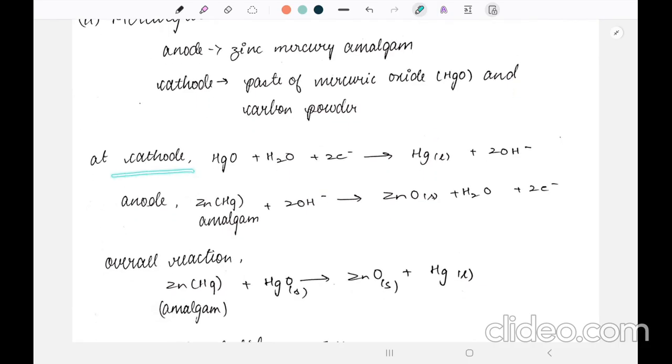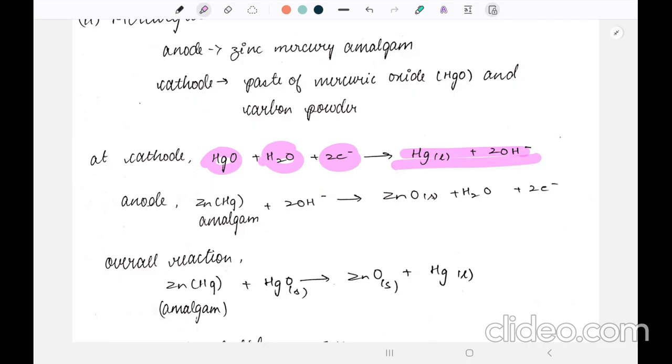And at cathode, the reactions will occur as follows. Here the reducing agent is zinc and oxidizing agent is mercury 2 oxide. Electrolyte will consist of a mixture of KOH and ZnO. So the reaction at cathode is HgO plus H2O plus 2 electrons will give rise to Hg plus 2 OH negative.